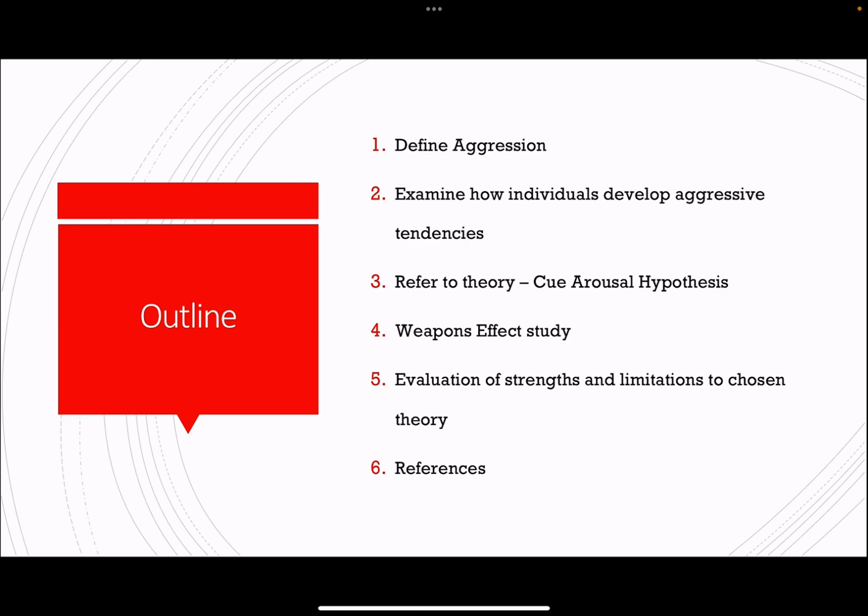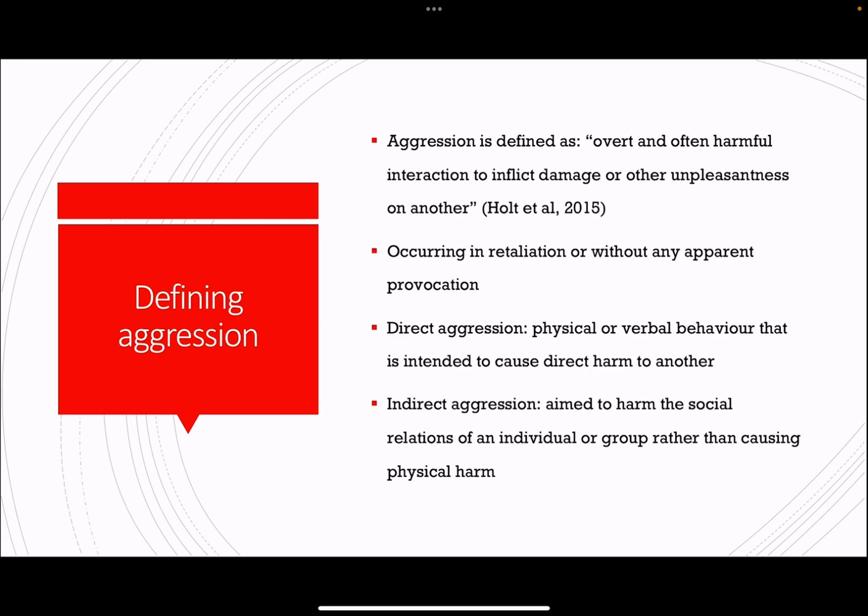First, with defining what aggression is, then examining how individuals develop aggressive tendencies. I will then refer to my chosen theory, the cue arousal hypothesis, with reference to the weapons effects study. This includes an evaluation of both the theory and experiment.